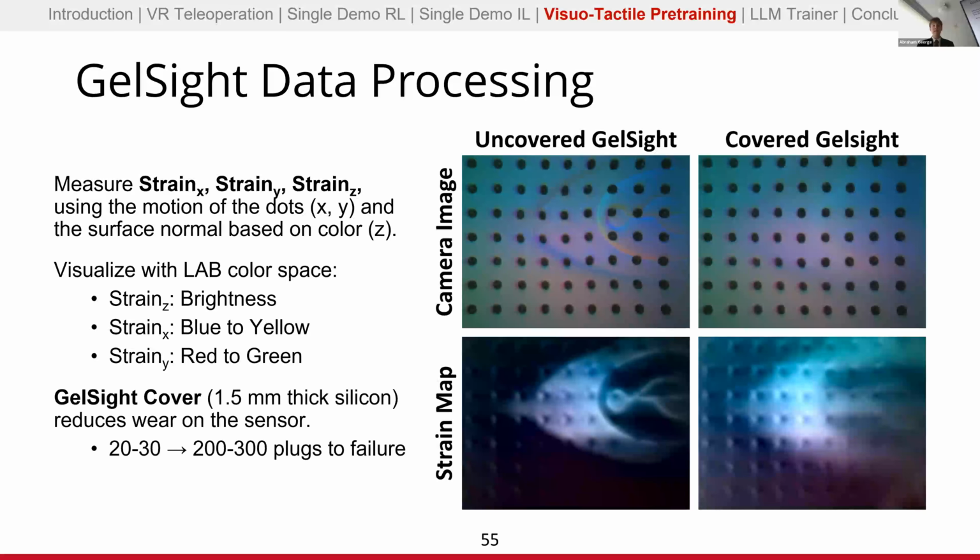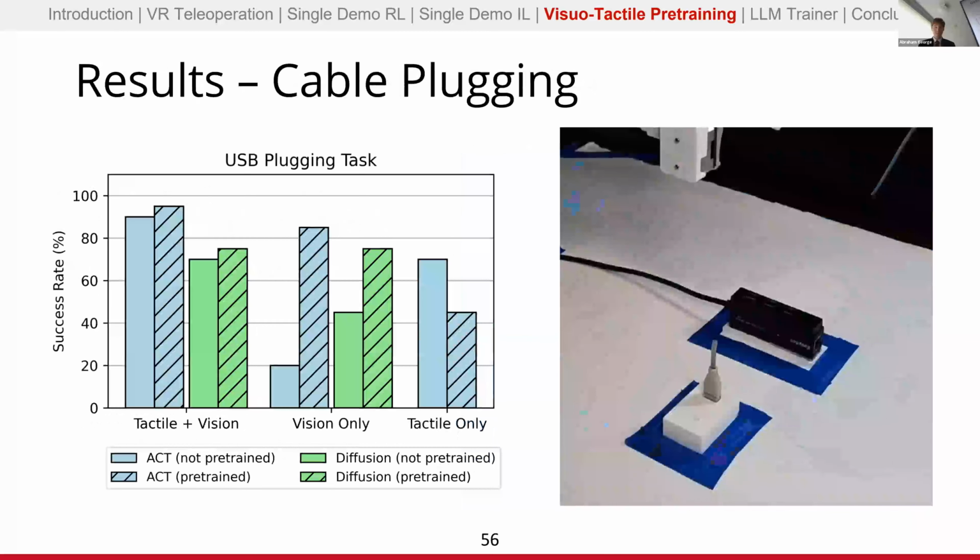Additionally, because our method had a lot of shear forces being applied to the sensor, we created a gel site cover to put over the sensor, increasing the number of plugs it could get before failure, going from about 20 to 30 without this cover to 200 to 300, although that does slightly degrade our observations.